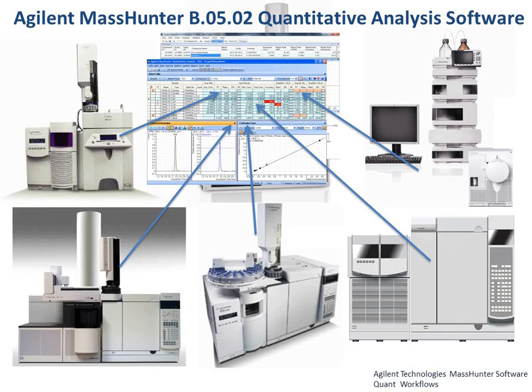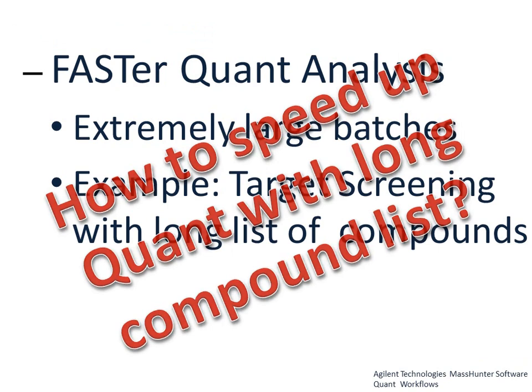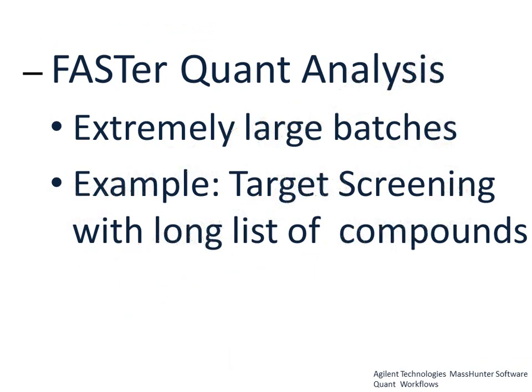Welcome to speeding up quant analysis with multiple computers, multiple CPUs, multiple cores, and a discussion of those configurations. I will focus first on the biggest bang for the buck, which is using multiple computers to analyze at the same time. The situation here is you have extremely large batches. An example of that would be target screening with a long list of compounds.